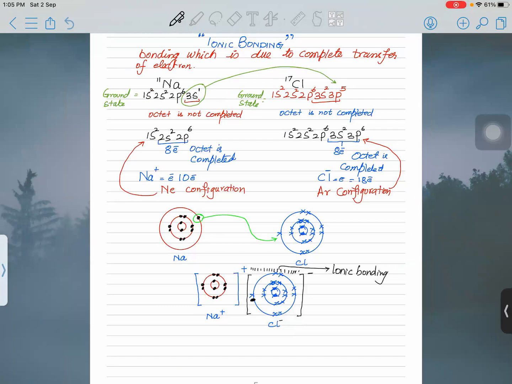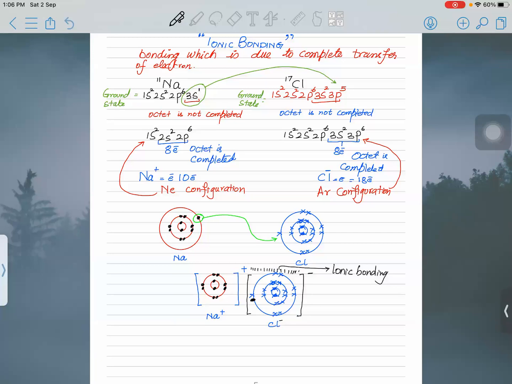Okay, so the configuration of sodium is 1s2, 2s2, 2p6, 3s1. That's the atom's ground state, and once it turns into an ion, it loses its 3s1 electron to complete its outer shell, because it's easier to lose one electron. As a result, it forms Na+, and the configuration is equivalent to that of neon. As for chlorine, the ground state is 1s2, 2s2, 2p6, 3s2, 3p5. Once it turns into an ion, it tends to gain an electron, and the configuration is the same except it's 3p6 now, similar to argon. Sodium lends its electron to chlorine. Chlorine gains that electron, and both complete their outer shell. The electrostatic force between these two particles, positive and negative, results in ionic bonding being formed.